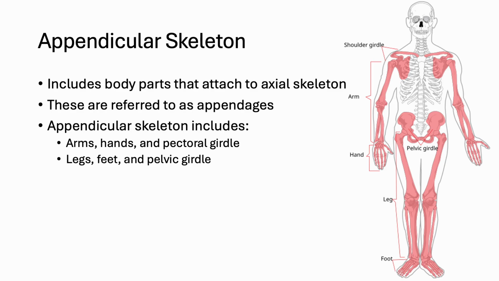The appendicular skeleton includes all bones of the limbs and the girdles that attach them to the axial skeleton. In the upper body, this means the clavicles and the scapulas, which form the pectoral girdle, as well as the bones of the arms, wrists, and hands. In the lower body, it includes the pelvic girdle and the bones of the legs, ankles, and feet. These structures provide the mobility needed to interact with the environment, carry out locomotion, and manipulate objects.